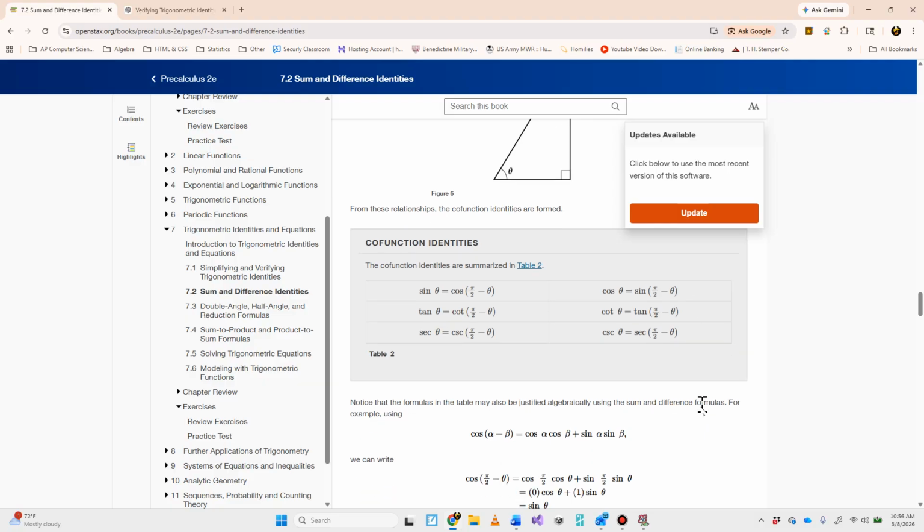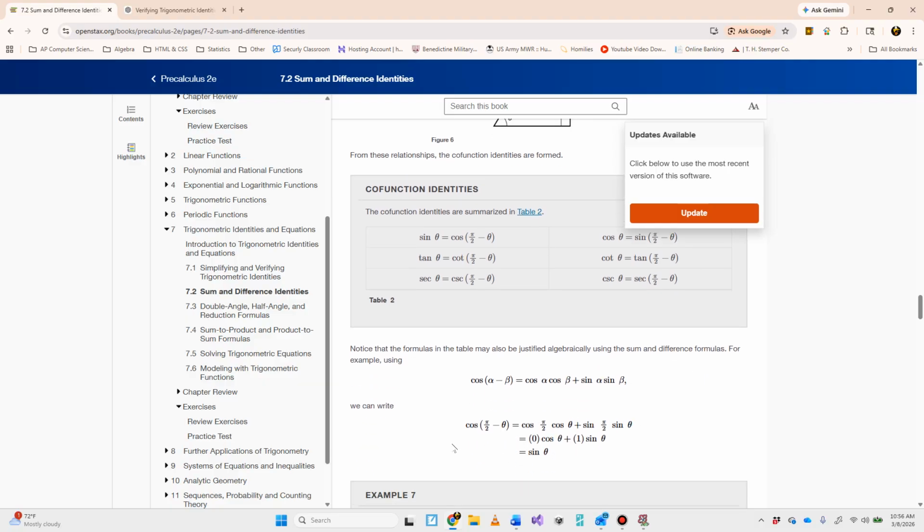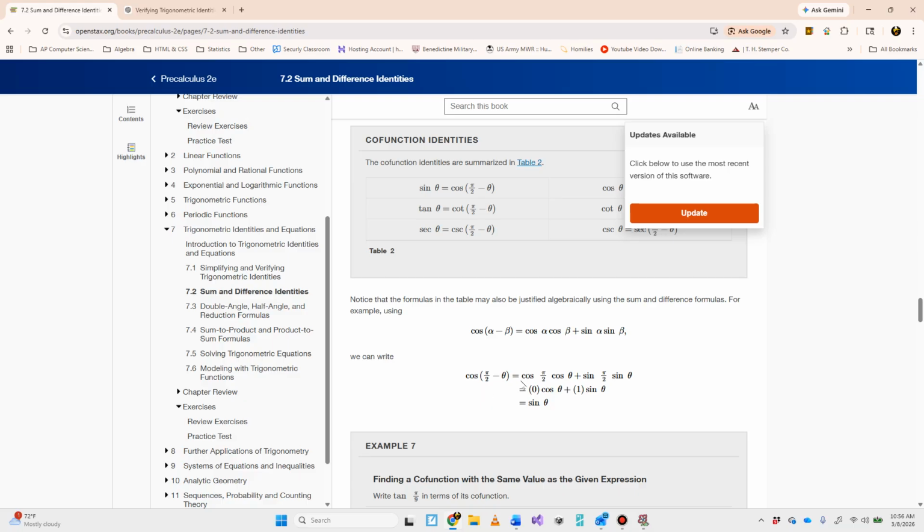So you'll notice that we can use sum and difference formulas for cosine. If you were to apply that to cosine of pi over 2 minus theta, notice that it's cosine of pi over 2 times the cosine of theta plus the sine of pi over 2 times the sine of theta. You'll notice that cosine of pi over 2 is just 0.